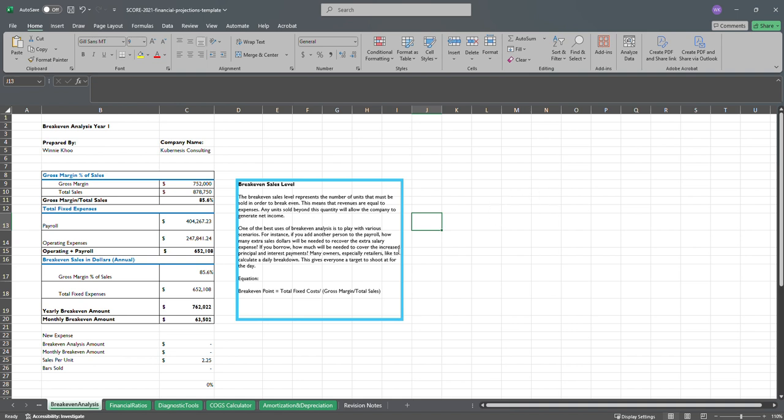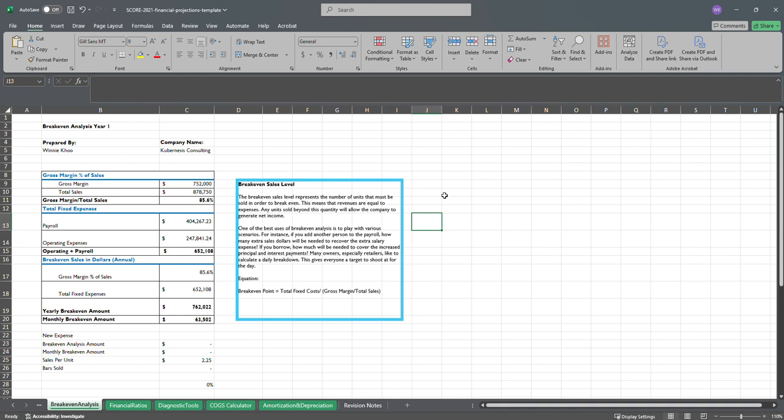Some of the examples here are, for instance, if you add another person to the payroll, how many extra sales dollars will you need to cover the extra salary expense? If you borrowed from a line of credit, how much would you need to cover the increased principal and interest payments? Many owners, especially retailers, like to calculate a daily breakdown, like the daily break-even number. And this gives everyone a target to shoot at for the day.